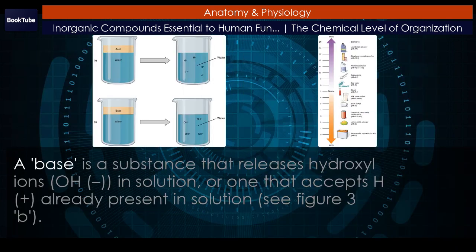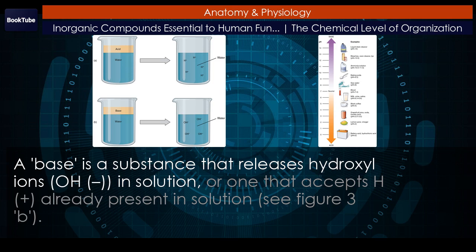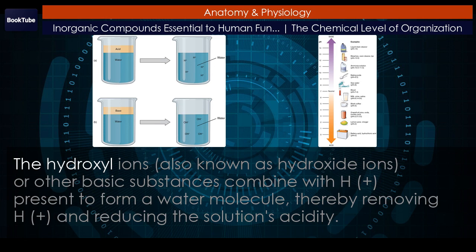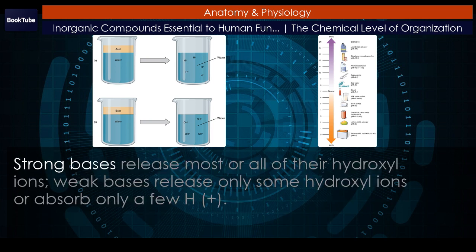Bases. A base is a substance that releases hydroxyl ions, OH−, in solution, or one that accepts H+ already present in solution. See Figure 3b. The hydroxyl ions, also known as hydroxide ions, or other basic substances combine with H+ present to form a water molecule, thereby removing H+ and reducing the solution's acidity. Strong bases release most or all of their hydroxyl ions. Weak bases release only some hydroxyl ions or absorb only a few H+.